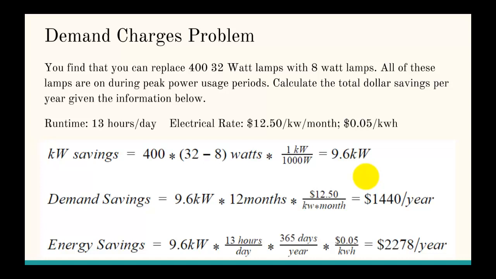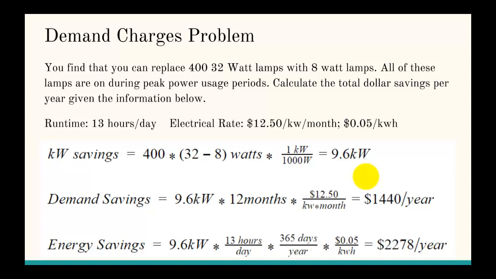So the first thing you need to calculate is the demand savings, so from the peak. And the big hint here is that all of these lamps are on during peak power usage periods. So whenever you're thinking about reduction in peak charges, you really need to pay attention to when these things are running. So in other CEM problems, you may not even have any peak power reduction, because you may be turning these things off at night when the peak's not occurring. So make sure to really take a look at that.